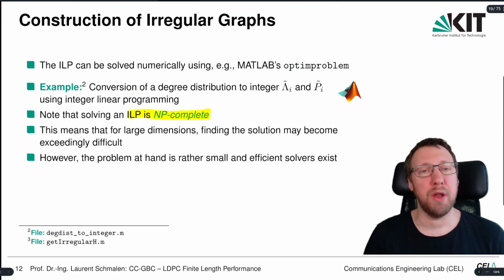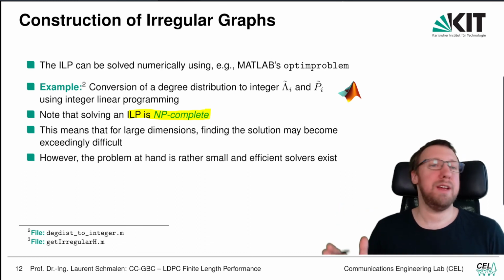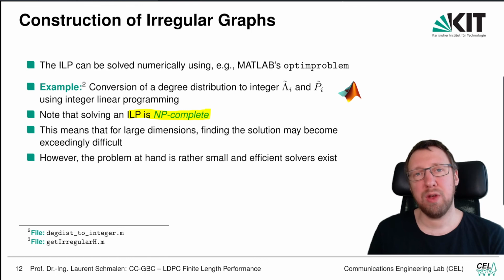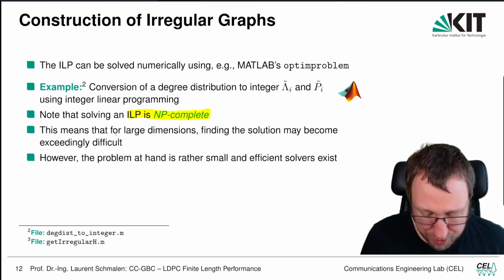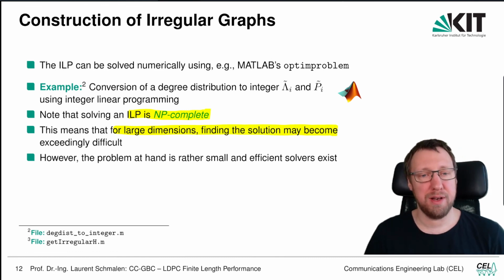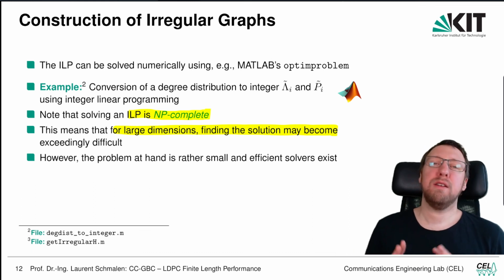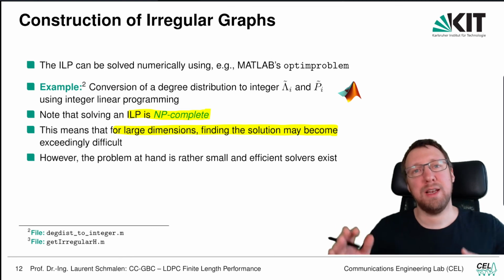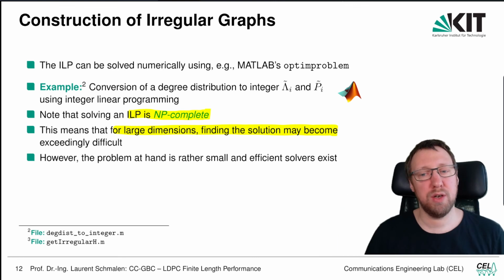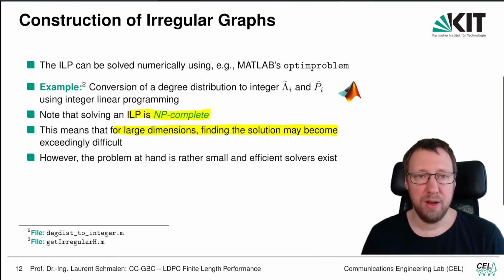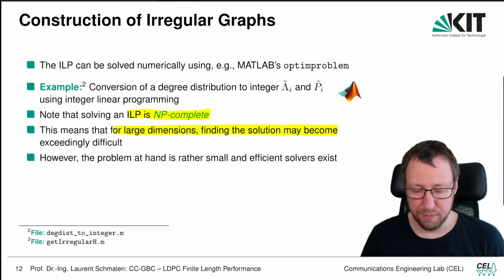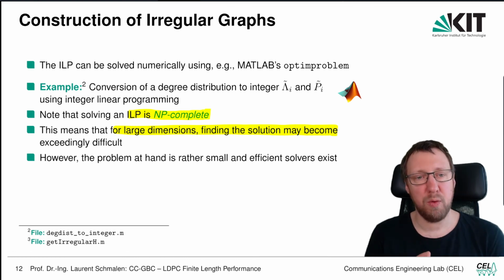So a few caveats. Integer linear programming is something that is known to be NP-complete. Linear programming itself is extremely efficient. As soon as you introduce some integer constraints, it becomes NP-complete. So we don't have guarantees that we can easily find a solution. And for large dimensions, finding the solution can become extremely difficult. However, we have a rather well-behaved problem at hand. Our dimensions are rather small, so we have very efficient numerical solvers that use a lot of tricks to reduce the search space, and will actually have very, very good performance. So it's not a big problem for the problem we are looking at. We have a very efficient way of solving these things.